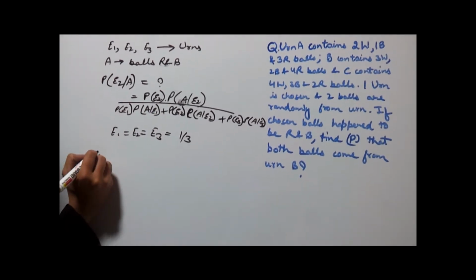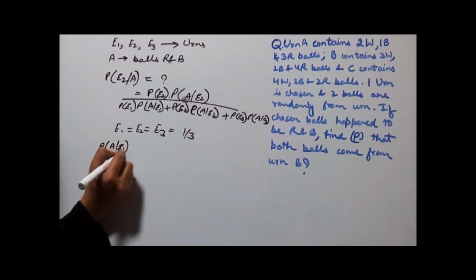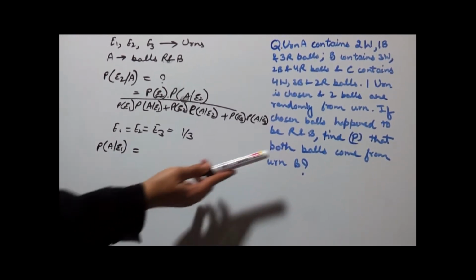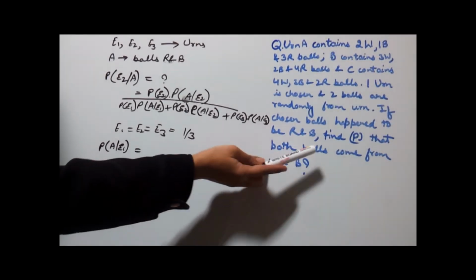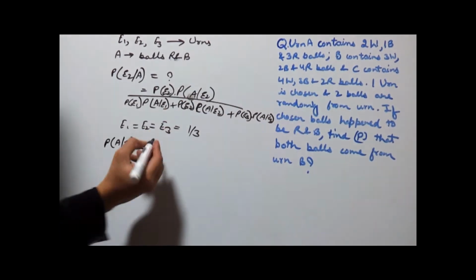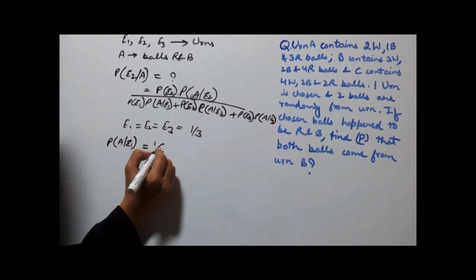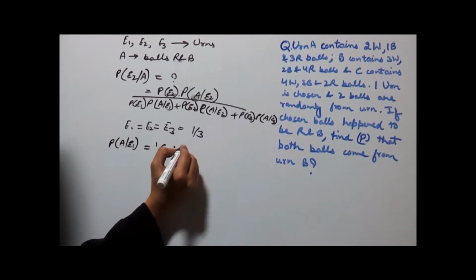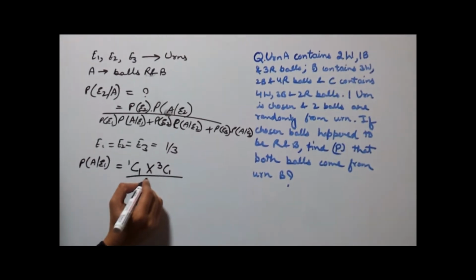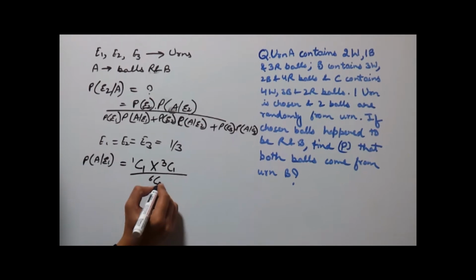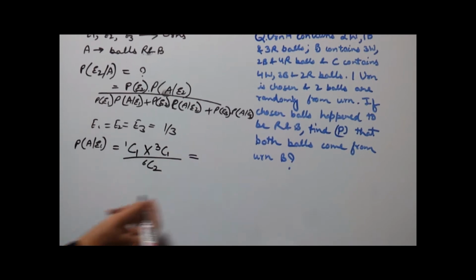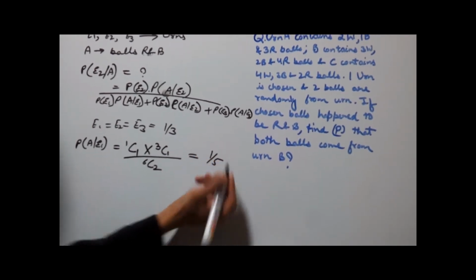Probability of A by E1 would be equal to, now what we are doing is that 2 balls are drawn and one is red and one is black. In urn 1 we are having 1 black ball and 3 red balls. So 1 ball is drawn from 1 black ball into 3 out of 3 red balls, only 1 is drawn, divided by total there are 6 balls and only 2 are drawn from it, which is equal to 1 by 5.